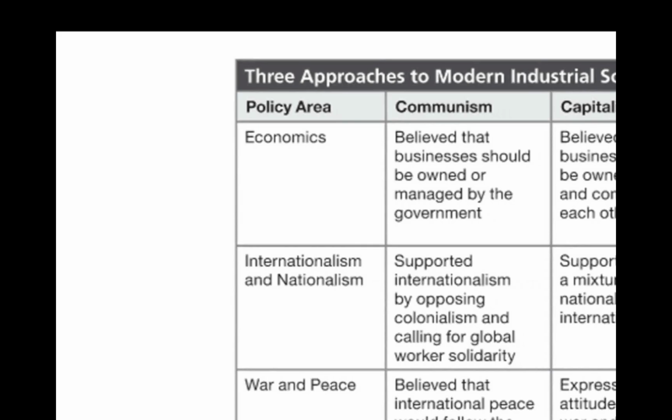Okay, so when we talk about modern industrial policies, there are three major ones: communism, capitalism, and fascism. Okay, when we're talking about economics, communism is all about the government controlling. Okay, capitalism believes businesses should be owned privately, and in fascism, business should be owned privately and the government should restrict competition. So they're suppressing and allowing only a few businesses to thrive. Okay, and that's the big difference that you should know.